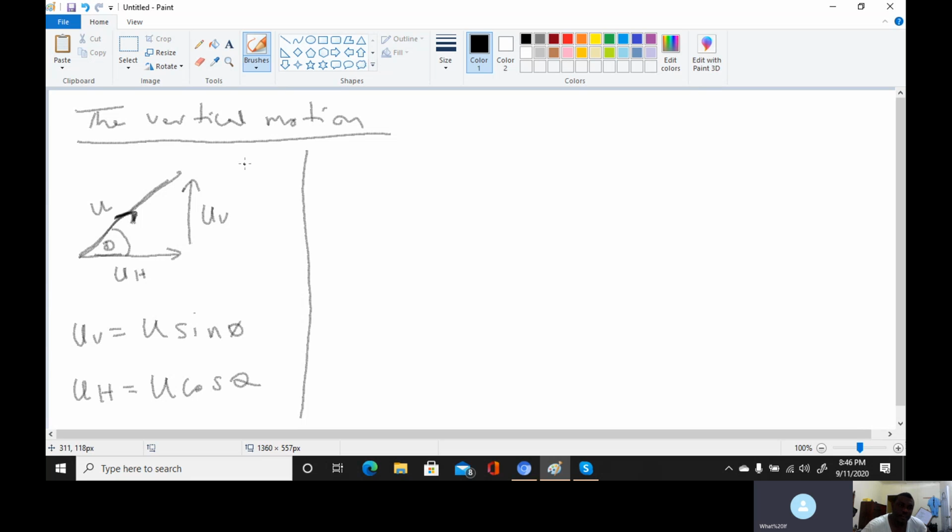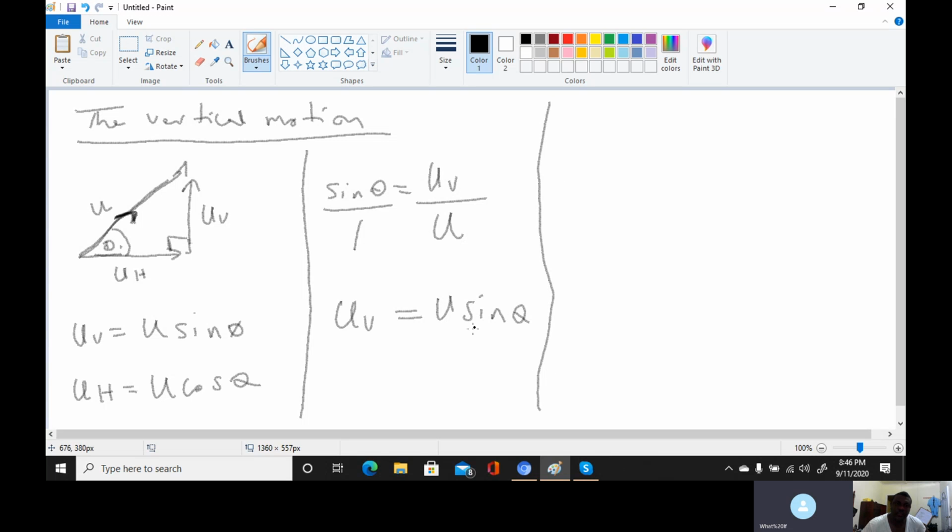This is a right angle triangle, right? Remember, vertical and horizontal meet at 90. So UV is opposite to the angle theta. So I can say the sine of the angle theta is equal to opposite, UV, divided by the hypotenuse, which is U. If I cross multiply, 1 times UV will be UV, and U times sine theta will be U sine theta. So that's how we arrived at this expression for vertical velocity.